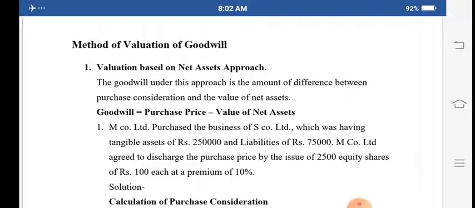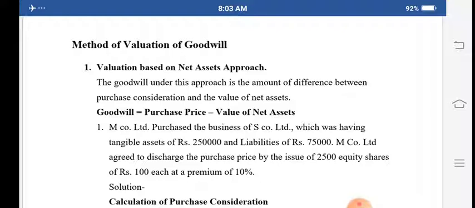So in the last class we discussed the theoretical part of the valuation of goodwill as well as the methods of goodwill. Okay. So there are two methods for the valuation of goodwill. Which are those two methods? The first one is valuation based on the net assets approach, and the second is valuation based on the profitability approach. These are the two main methods.